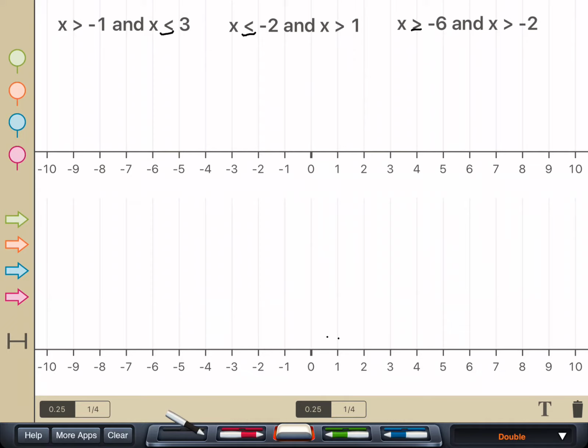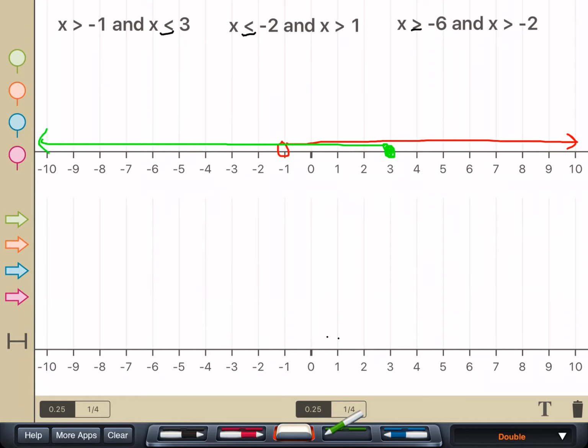So here we go. First I'm going to graph each of these separately. So x is greater than -1. There's my -1, and it goes all the way that way. I'm going to stay on the same number line, but use a different color. So x is less than or equal to 3. Looks like that.